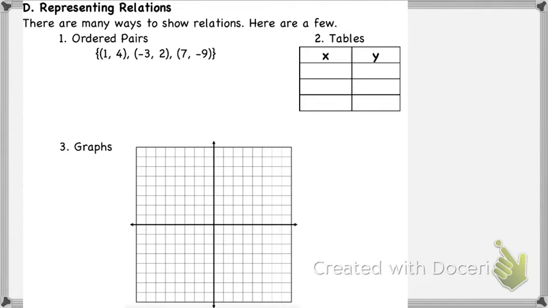All right. D, representing relations. There are many ways to show relations. Here are a few. Ordered pairs. So, we can put the ordered pairs here to show a relation. We can say these 3 points are together in a set. They're in a relation, okay? And that was what we did on the last slide.